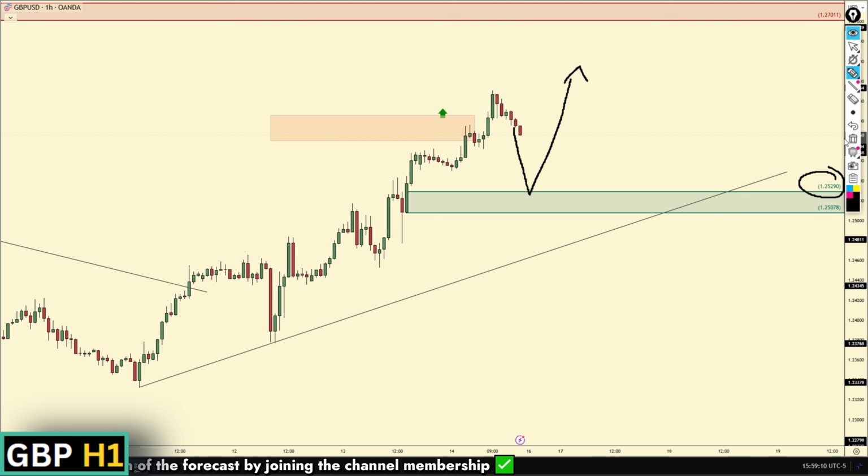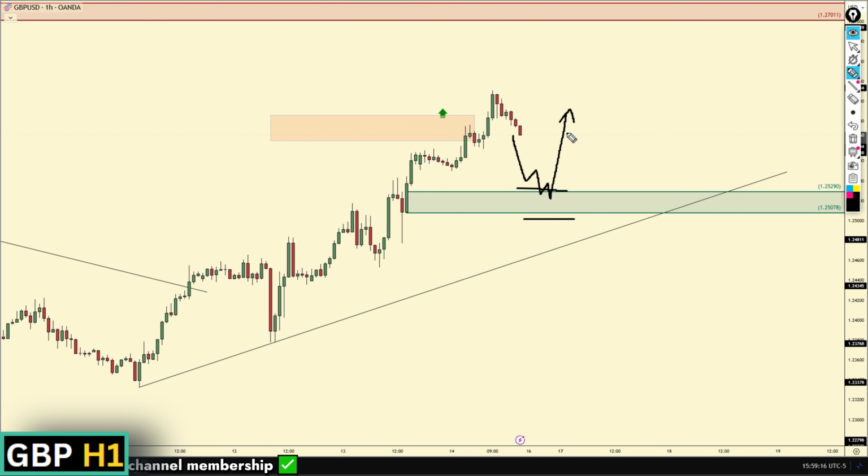Remember guys, if you don't feel comfortable with just placing an entry and a stop loss below, you can always look for confirmation on a day trading time frame, whatever you want to do.